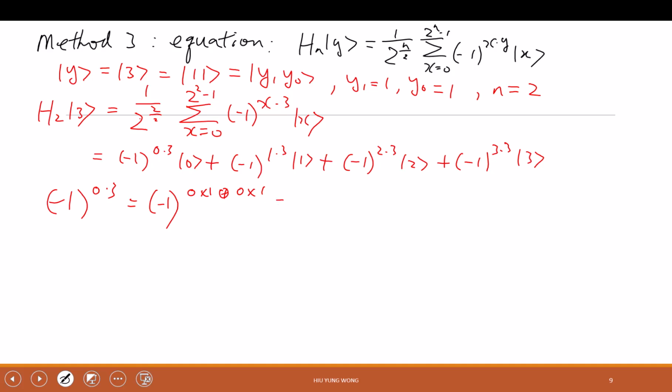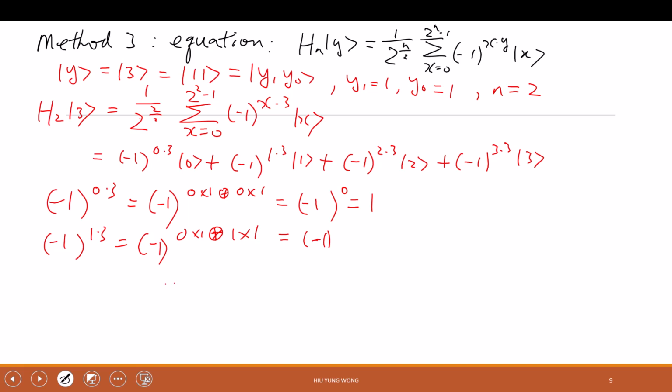What is this? Negative 1 to the power 0 because it's 0 exclusive or 0, right? So this is 1. Okay, let's do the next one. How about 1.3? What is 1.3? What is the binary representation of 1? 0, 1, because it is 2 bits, right? So it's 0 times 1 exclusive or 1 times 1. So what is this?